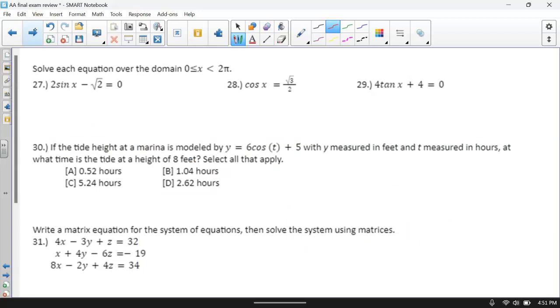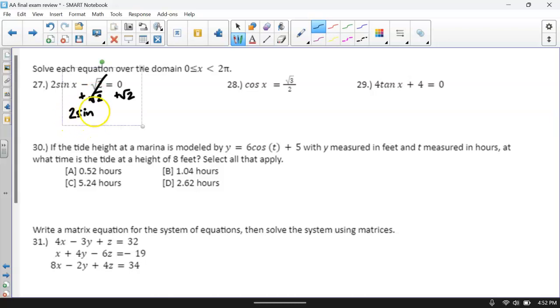So now solving our equations. Again, it's like solving for x, right? Don't worry about the trig function. This is the same as saying 2 times x minus the radical 2 is equal to 0. We would always add or subtract first, then multiply or divide, right? So here we go. We're going to add the radical 2 first here.